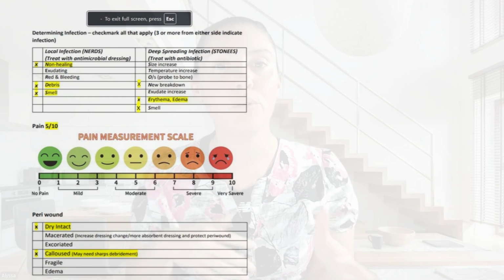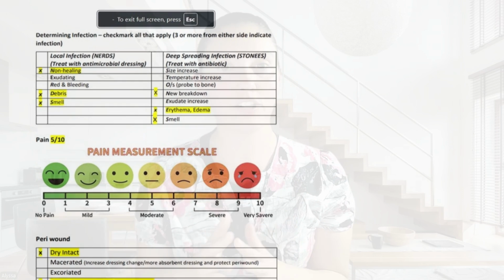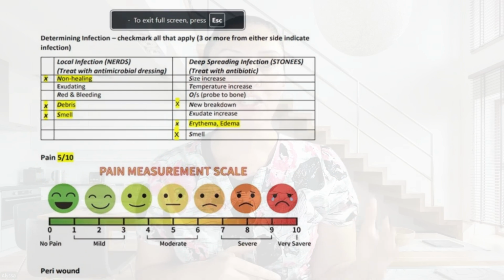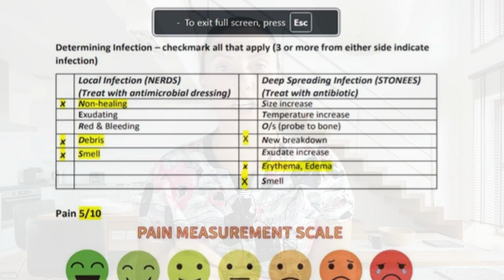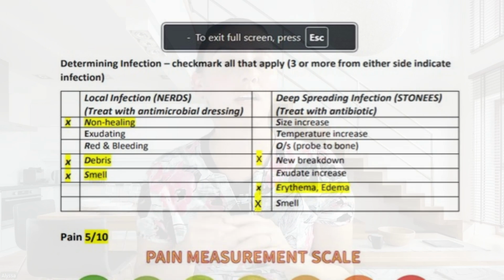Now, under infection here, we do have two sides to the chart, and I just like to explain this. It's called NERDS and STONEES. NERDS shows local infection, and STONEES shows a more deep spreading infection. For local infections, a topical antimicrobial is sufficient. For deep spreading infection, you need to have an antibiotic ordered for the patient.